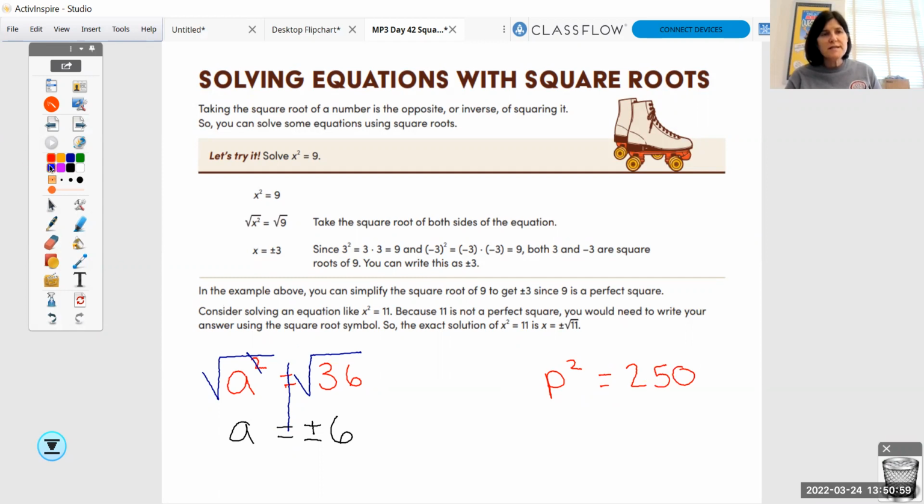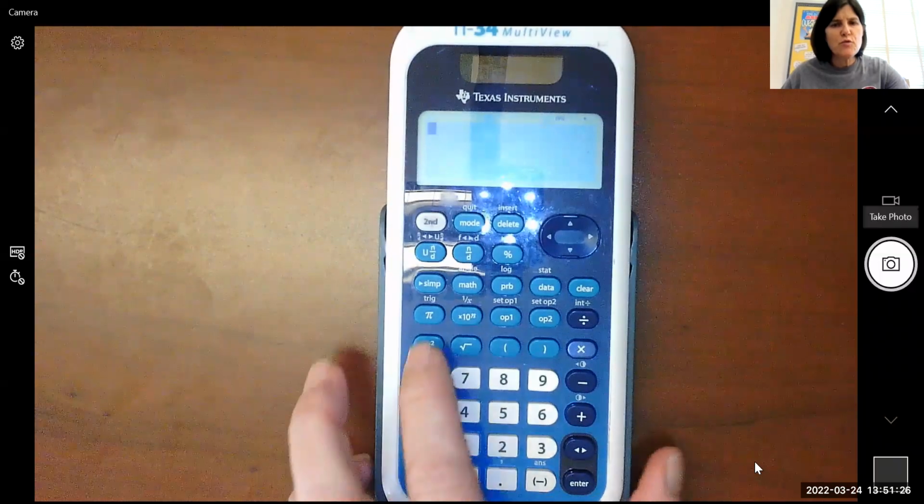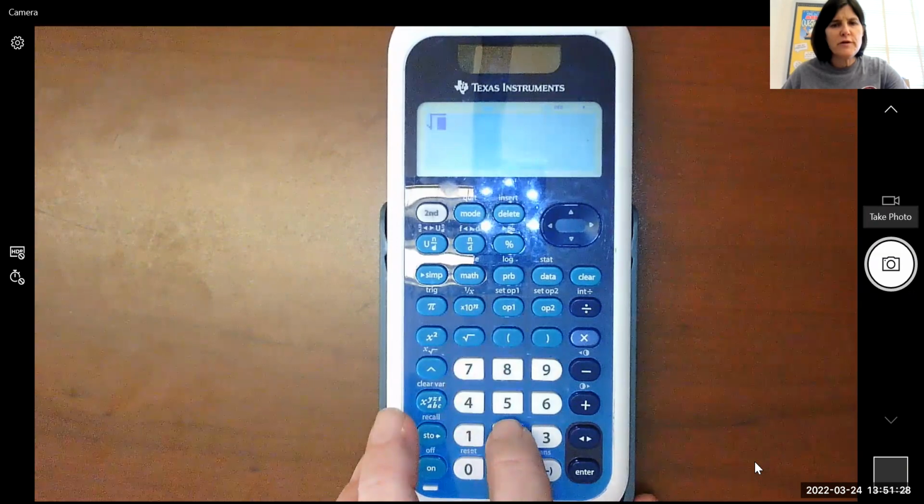So we're going to do the same thing. We need to get rid of the squared. We're going to do the opposite by doing the square root. That cancels that out. But if I square root one side, I have to square root the other side. And now I'm going to switch back to my calculator because I want to show you what happens when I do the square root of 250. So let's go back to the calculator. All right, here we go. Now I'm going to do the square root of 250.